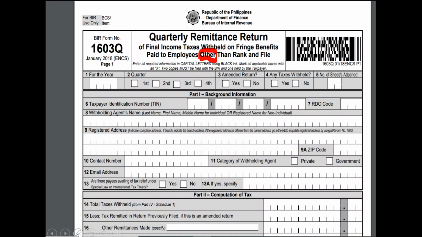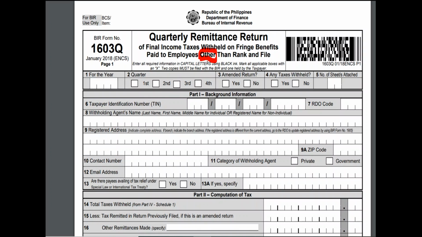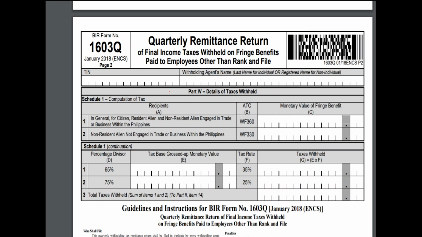Masyado namang malaki. Litan nga natin. Ito lang. Other than rank and file. Kasi kung rank and file, walang fringe benefit tax, remember? Okay, ito. Familiar ka na sa mga ganitong boxes. So, let us try to fill out 1603Q. Yun lang na doon sa likod, yung page 2. Okay. Dito lang tayo. 1, yung recipient A. 1, in general, for citizen, resident alien, and non-resident alien engaged in trade or business within the Philippines.